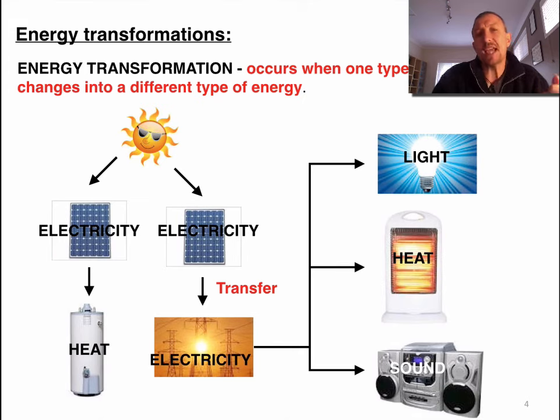So, to recap, energy transfer is when we've got the same type of energy moving from one place to the next. Energy transformation is where we've got energy changing from one form into another. Remember that we stated at the beginning of this topic, energy cannot be destroyed. It can only be transferred or transformed from one type into another.